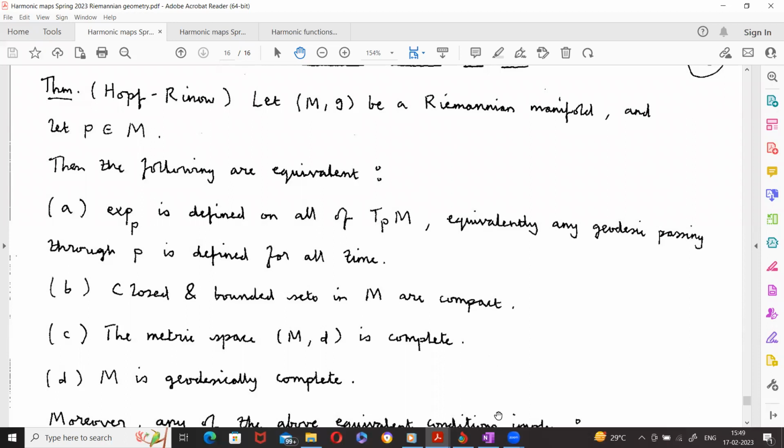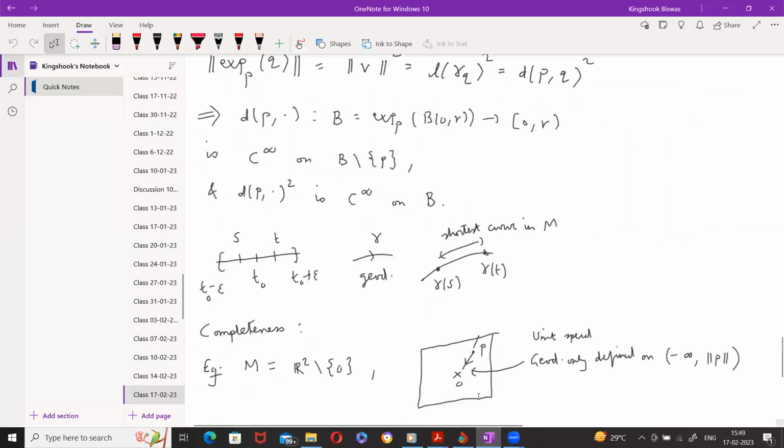So you can see that that fails in this example here. In this example, if I take a large enough metric ball around P, then that will be closed and bounded in M. It will be closed in M, right? And bounded, but it will not be compact because it does not contain this origin, right?